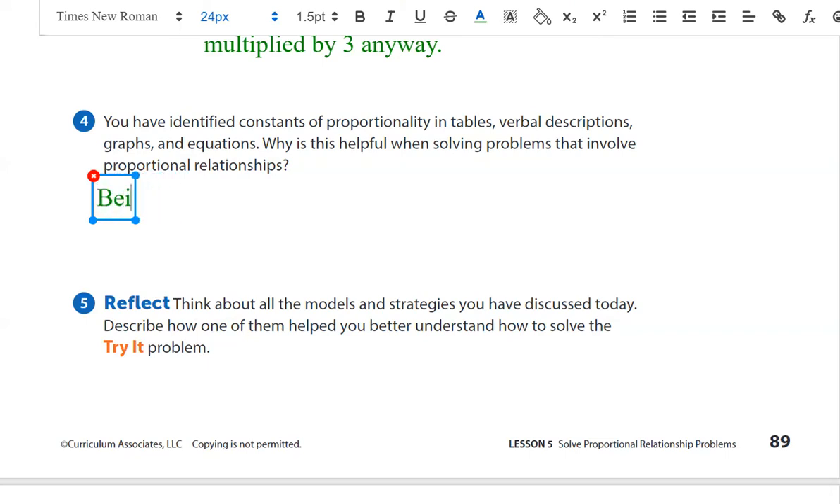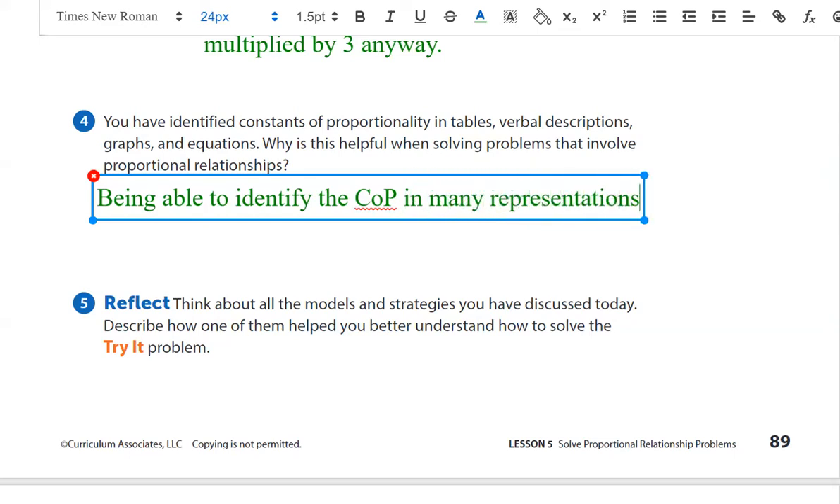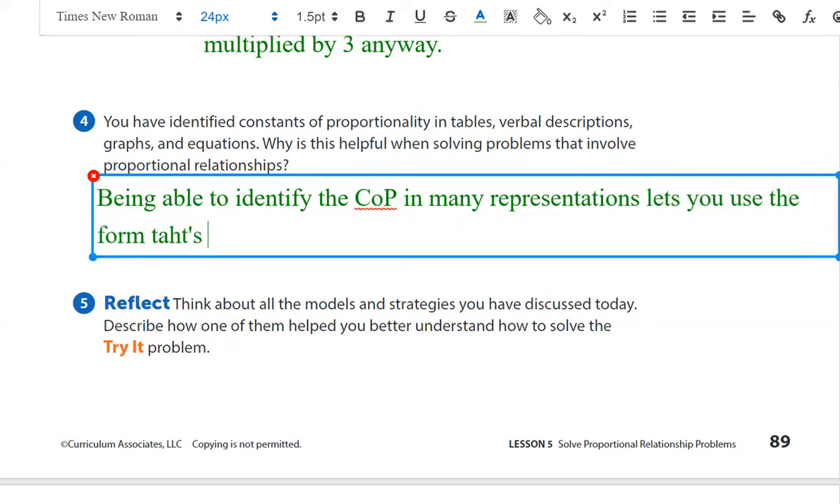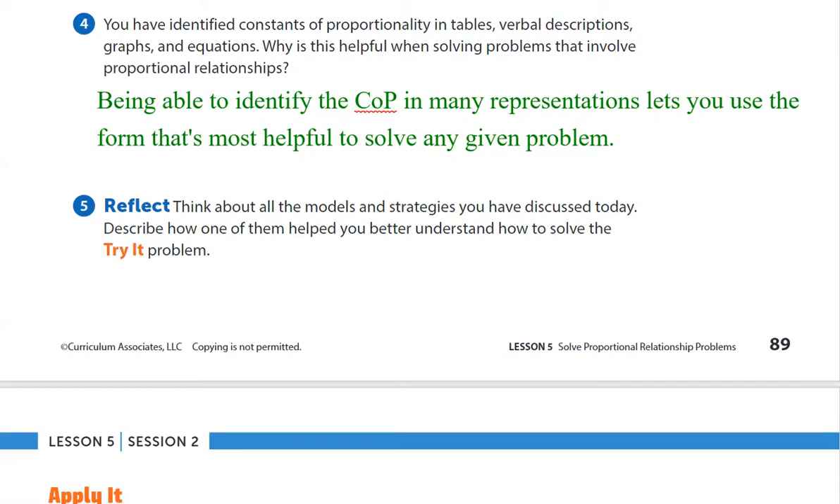being able to identify the constant of proportionality in many representations, many different ways, lets you use the form that's most helpful to solve any given problem. So sometimes you'll have a table, sometimes you'll have a graph, sometimes you'll have a sentence, and it might be easier to do it different ways.